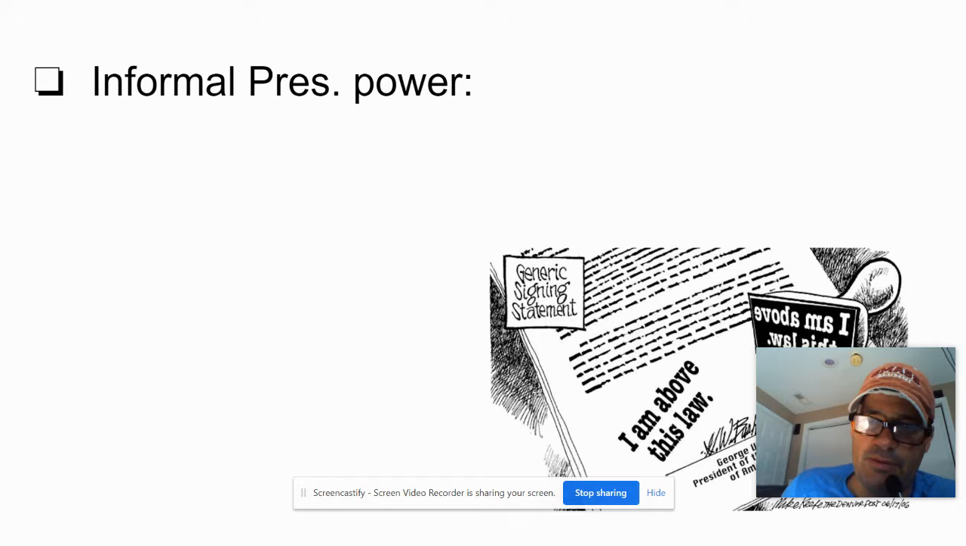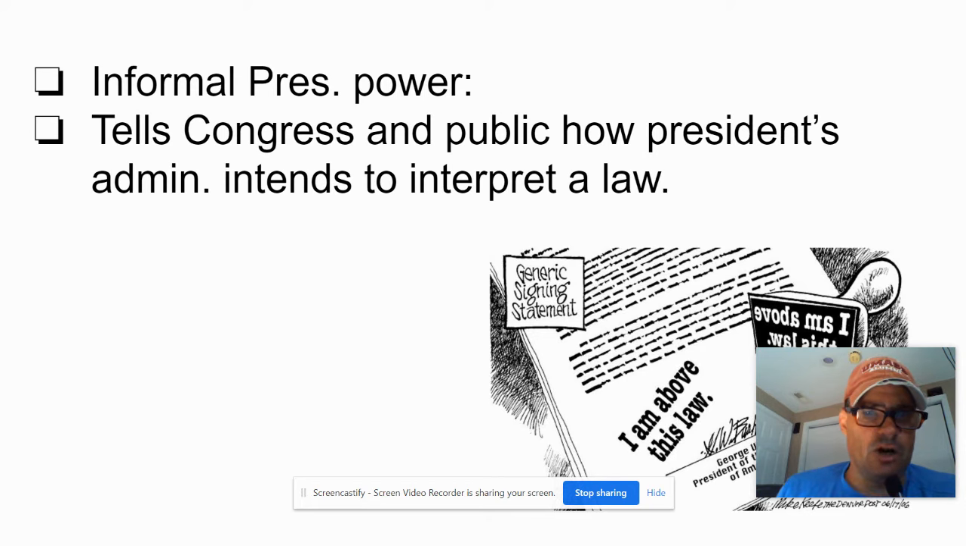I love the cartoon down below. It says generic signing statement, and then the president is signing it with, I am above the law. So, Congress passes a law. President, you are supposed to enforce it. But then in a signing statement, the president's saying, I am going to enforce the law, but the way I want to. So this tells Congress and the public how a president's administration intends to interpret a law. And that has to do with the enforcement of that law. They may say in the signing statement, we're going to ignore Article 5 of the law because we think this is unconstitutional or I disagree with it.